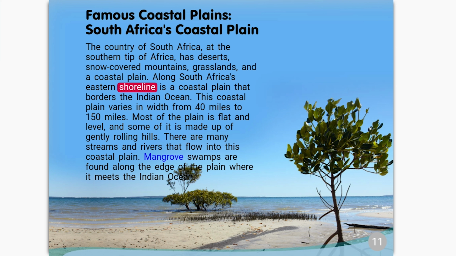Most of the plain is flat and level, and some of it is made up of gently rolling hills. There are many streams and rivers that flow into this coastal plain. Mangrove swamps are found along the edge of the plain, where it meets the Indian Ocean.